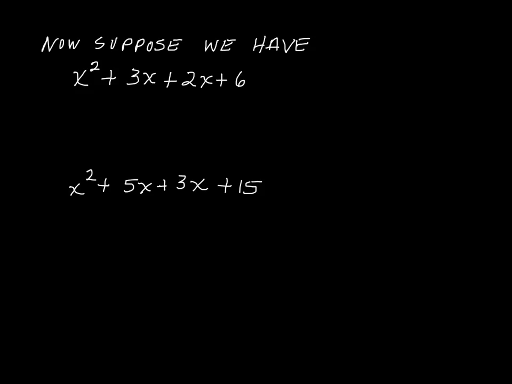I'm going to group these two and these two with parentheses. Then we can factor out the first one. We can factor out an x, and it leaves us x plus 3. The second one, we can factor out a 2, and it leaves us x plus 3.